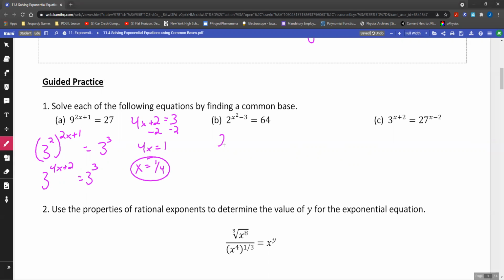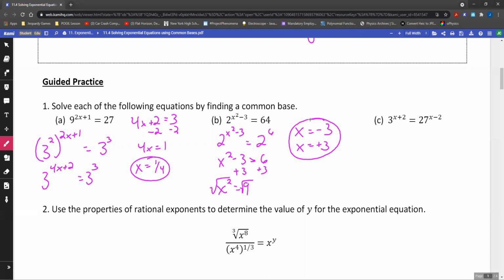Over here, the 64 can be rewritten as 2 to the 6th. So setting these exponents equal to each other, we get this, add the 3 over, we get x squared equals 9. When we take the square root, we get both x equals negative 3 and x equals positive 3. So you have to make sure that when you take the square root like this, you're taking both positive and negative square roots.